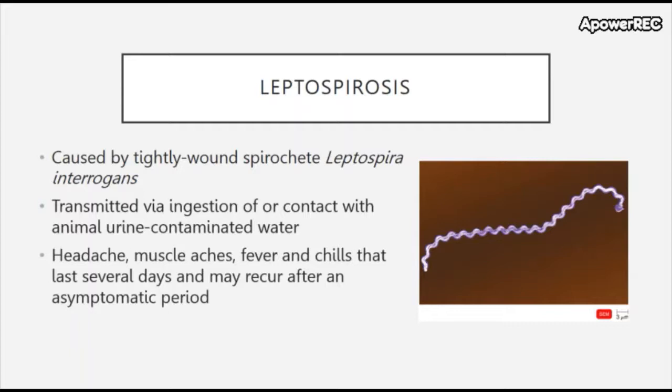Signs and symptoms include a headache, muscle aches, fever, and chills that can last several days and may recur after an asymptomatic period. It is diagnosed with a blood test, and over half of the cases occur in Hawaii. It is treated with doxycycline if diagnosed early, and it rarely progresses to kidney failure.